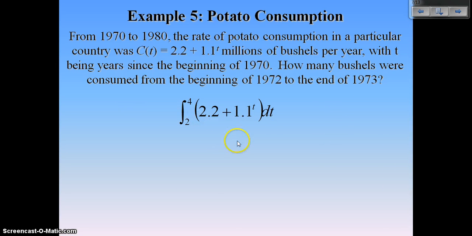So we take our integral, we have our consumption formula, 2.2 plus 1.1 to the t. 1972 would be t equals 2. The end of 73 would suggest the start of 74, so we'll use t equals 4 for that one, so 4 right there. And now we, again, simply plug this in. You can work it out by hand if you choose, or on your calculator. It does not matter to me. In the end, it's 7.066 million bushels of potatoes. That's a lot of spuds to eat.